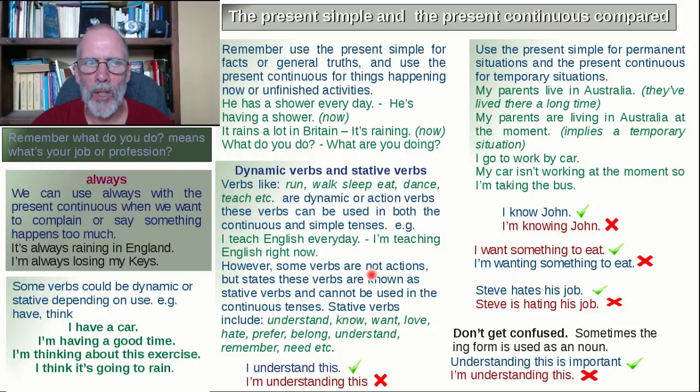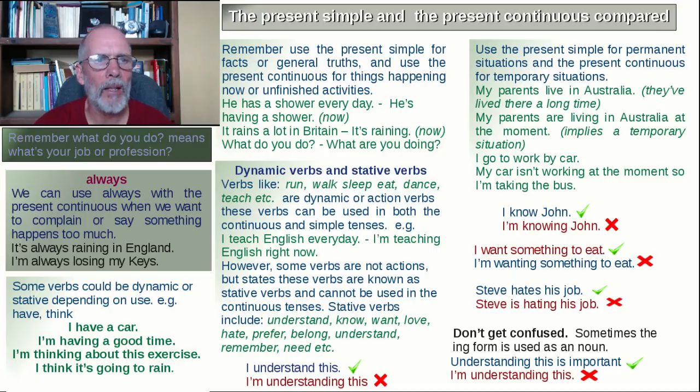These verbs are known as stative verbs and cannot be used in the continuous tenses. Stative verbs include understand, know, want, love, hate, prefer, belong. Understand I've put 2 times, I don't know why. Remember and need. So many verbs in English do not actually describe actions, they describe states.